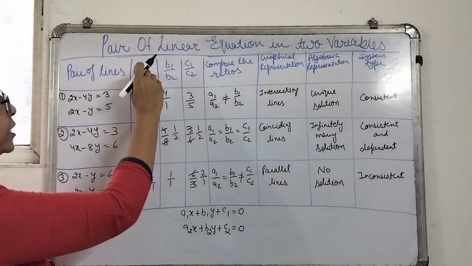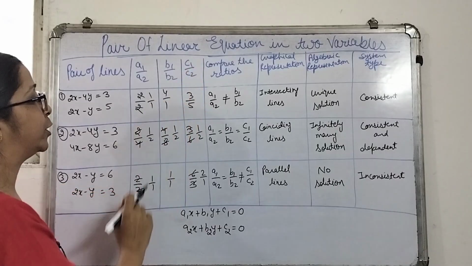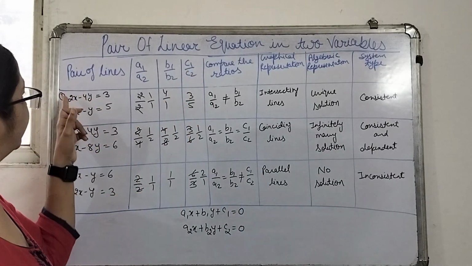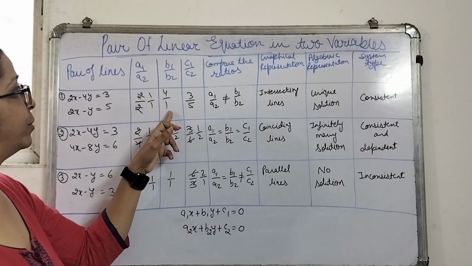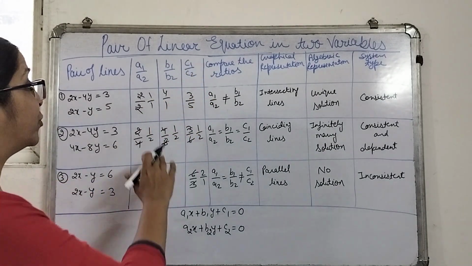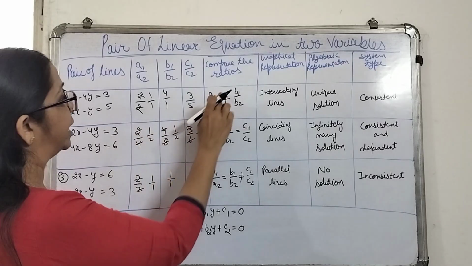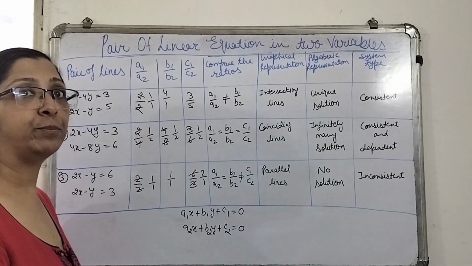If we take the ratio of a1 to a2, b1 to b2 and c1 over c2, we will come to know that a1 over a2 is 1 by 1, the value of b1 over b2 is 4 by 1, and the value of c1 over c2 is 3 by 5. So we can see over here that a1 over a2 is not equivalent to b1 over b2.